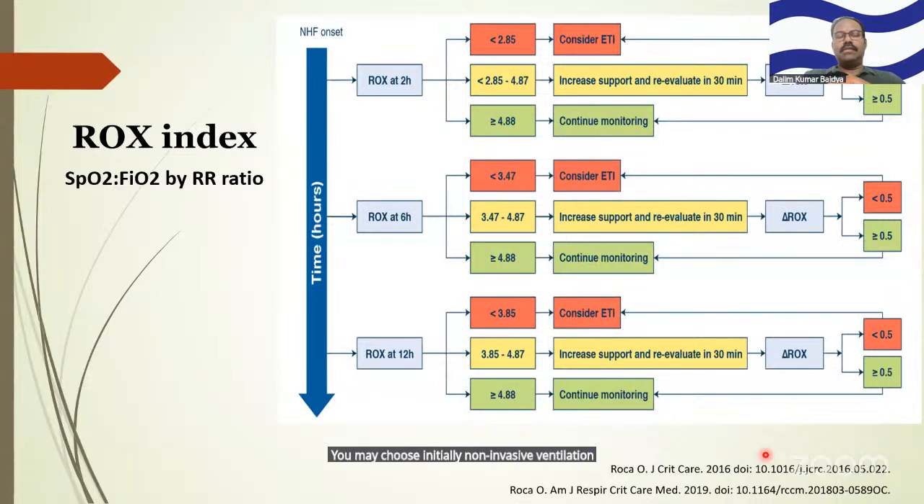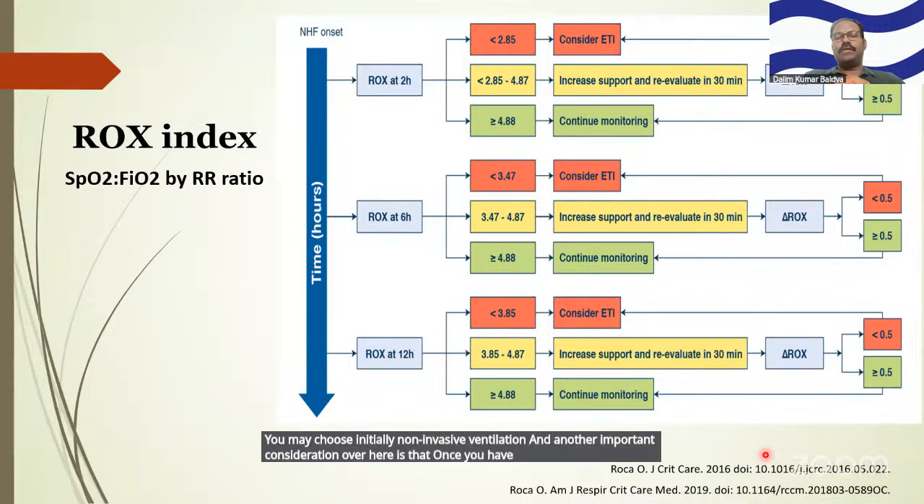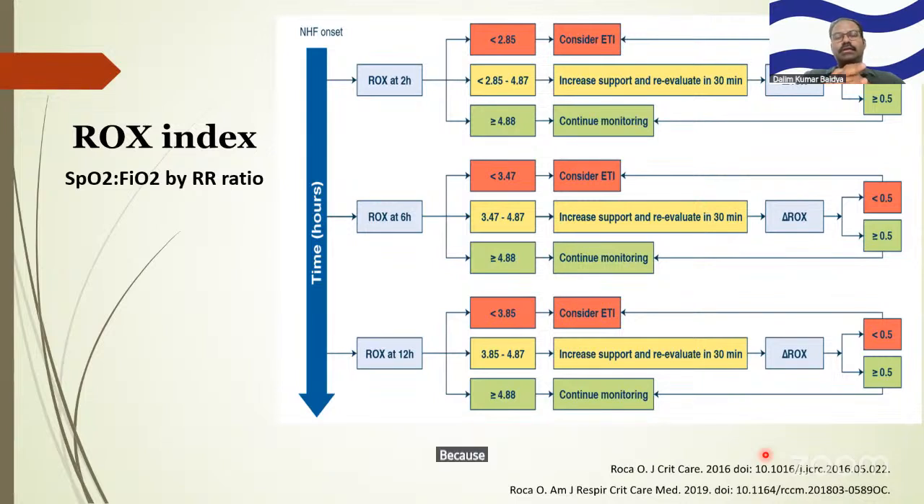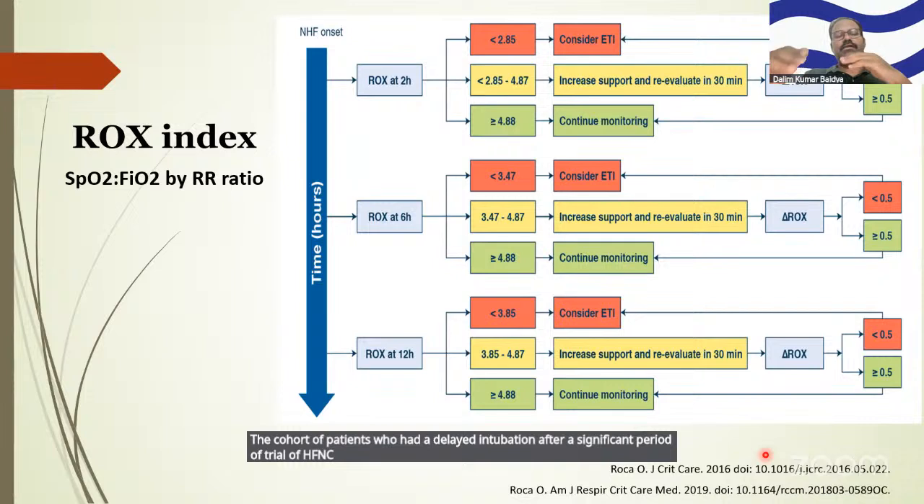Another important consideration is that once you have put the patient on HFNO, as Anirban specifically emphasized, frequent monitoring is very important, and it's very important to identify early the cohort of patients who are going to get intubated subsequently. Because if you see the data from the FLORALI trial and other subsequent studies, the cohort of patients who had a delayed intubation after a significant period of trial of HFNC had much higher mortality compared to the cohort who were intubated upfront.